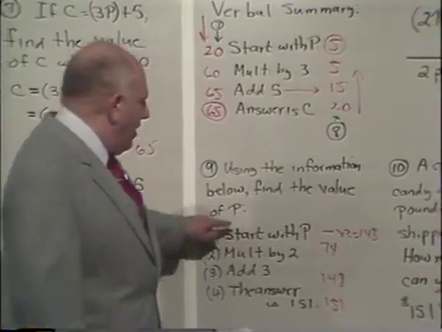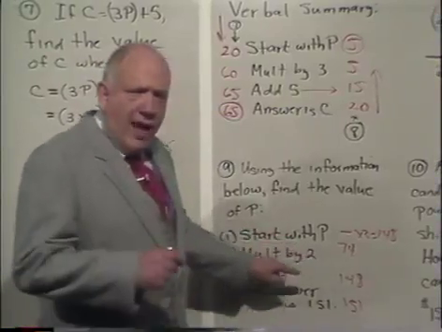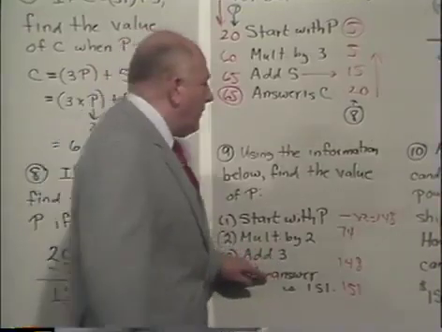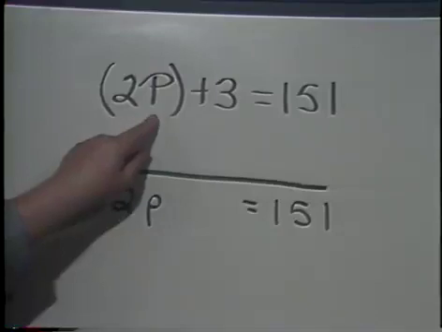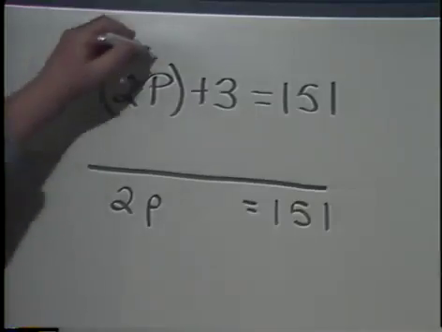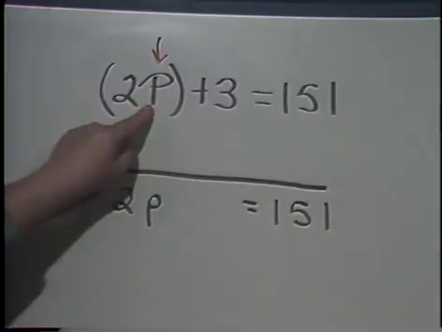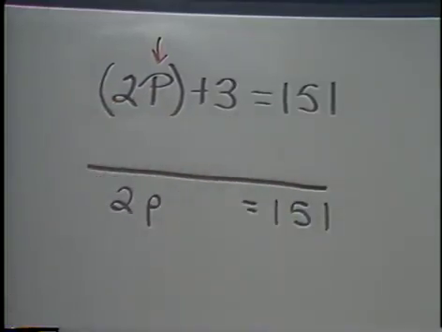traditional algebra. You're starting with P, then you're multiplying that by 2. We write that as 2P, then you're adding on 3, and the answer is 151. So now when we write that algebraically, we say 2P in parentheses plus 3 equals 151. Do you see how to read that? Look for the letter. Do everything inside the parentheses first. That says start with P, multiply by 2, add 3. The answer is 151.